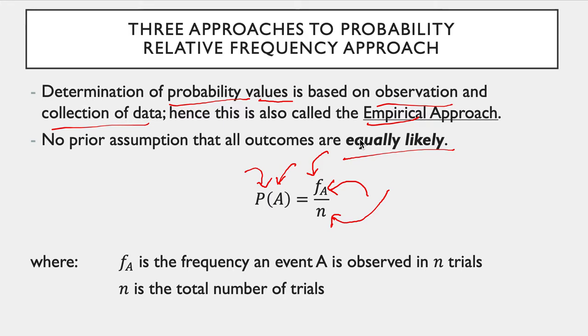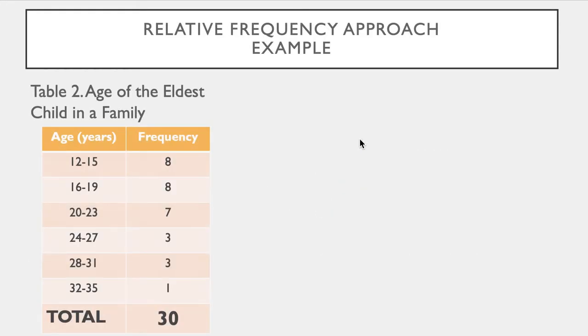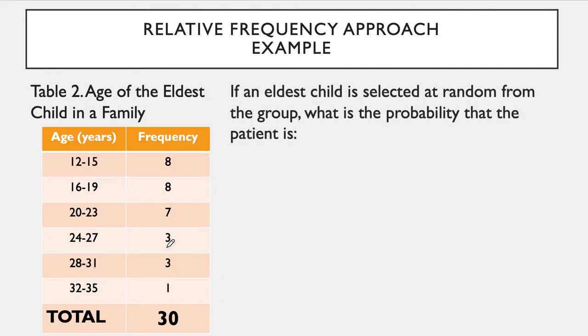Okay, let's see an example of this relative frequency approach. Table 2 shows the age of the eldest child in a family. The age in years 12 to 15 has 8 of them, 16 to 19 has 8 of them, 20 to 23 has 7 of them, 24 to 27 has 3 of them, 28 to 31 has 3 of them, and 32 to 35 has only 1 of them. If the eldest child is selected at random from the group, what is the probability that the child is this?